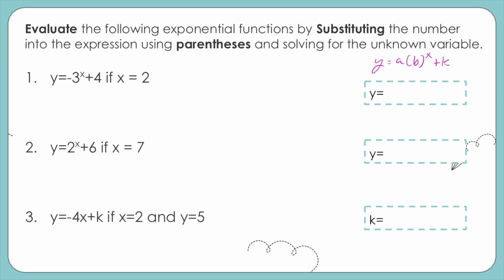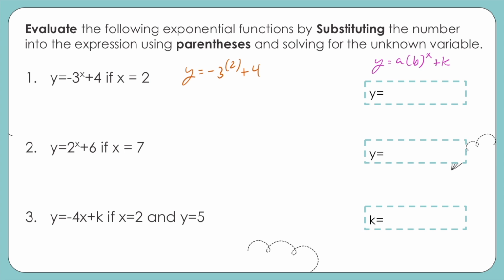Now we're going to substitute in like we've done previously when we've done linear functions. In this case, I've got x is equal to 2, so I'm going to substitute in for x. So I've got y equals negative 3 raised to the x power, which I know now is 2, plus 4. Now I'm going to use the order of operations, but I have to be very careful because remember a is there, even though I can't see it. I see just a negative sign.